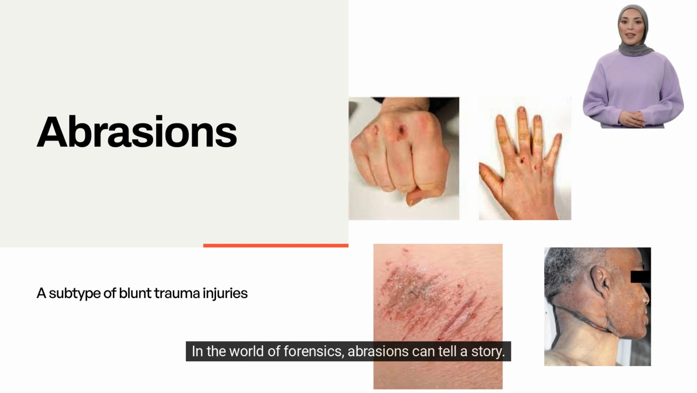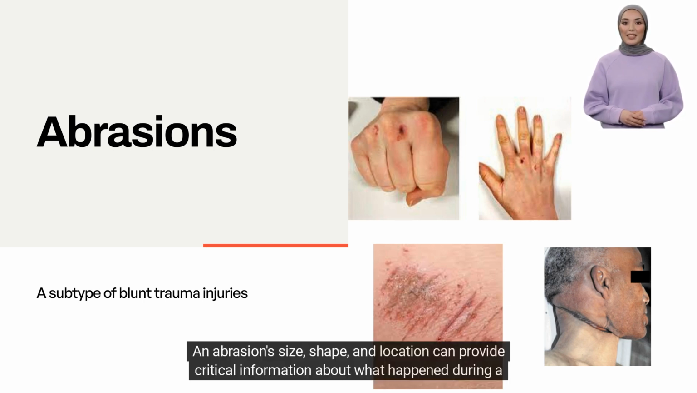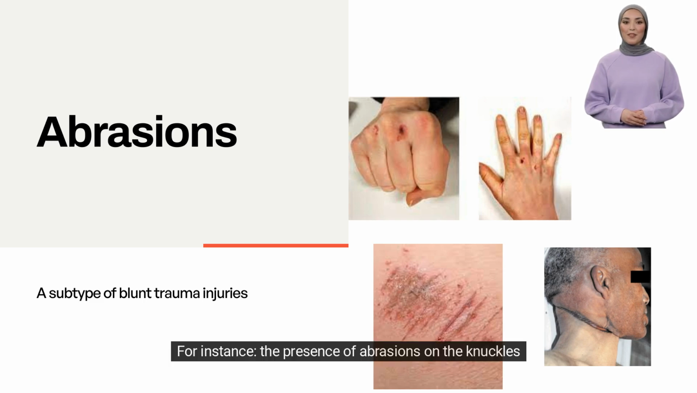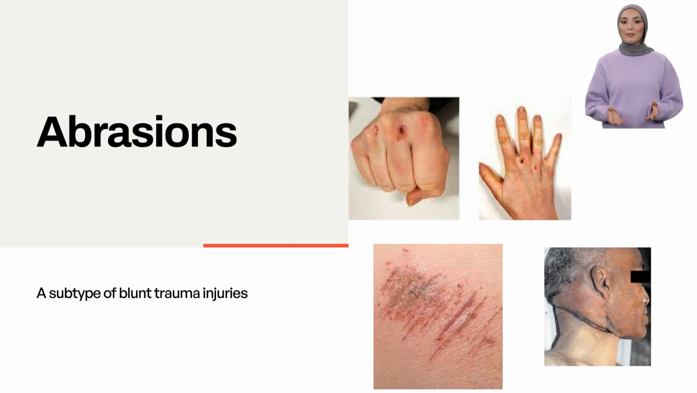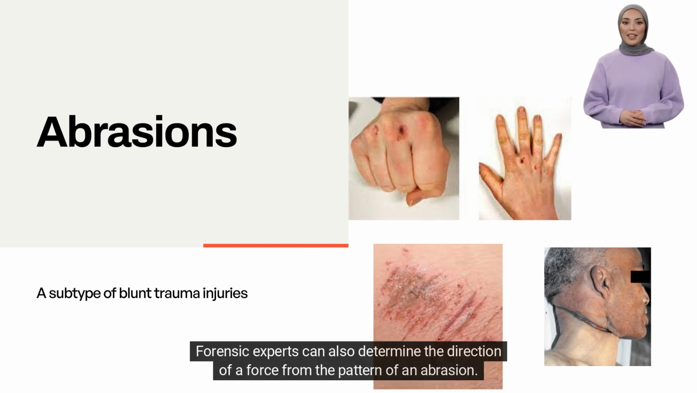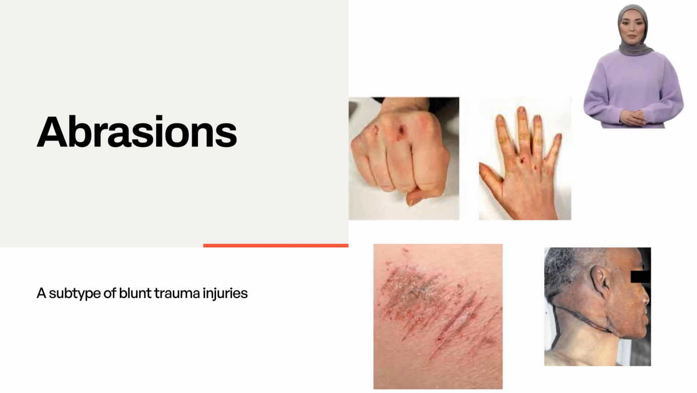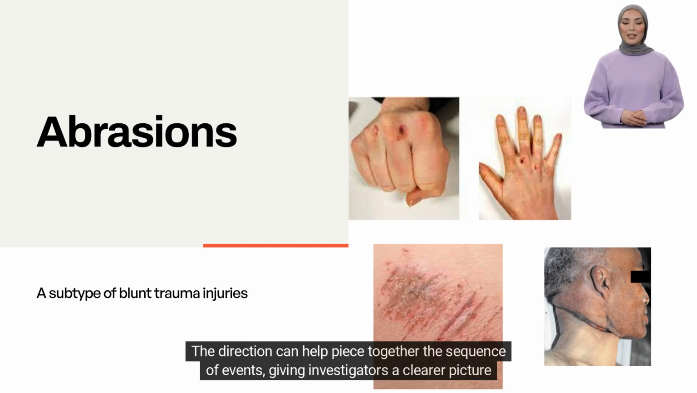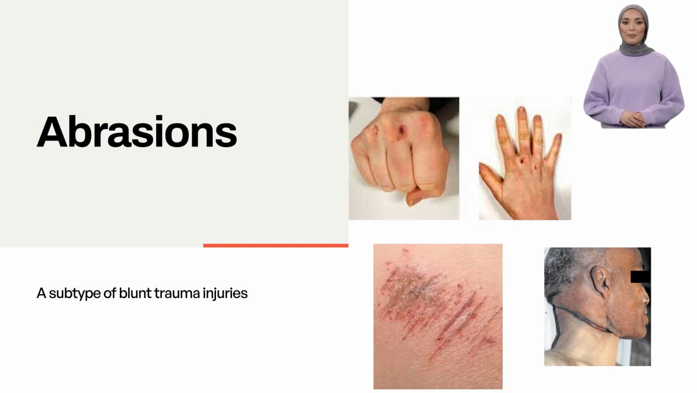In the world of forensics, abrasions can tell a story. An abrasion's size, shape, and location can provide critical information about what happened during a crime. For instance, the presence of abrasions on the knuckles might suggest that a fight took place. Forensic experts can also determine the direction of a force from the pattern of an abrasion. The direction can help piece together the sequence of events, giving investigators a clearer picture of the crime scene.